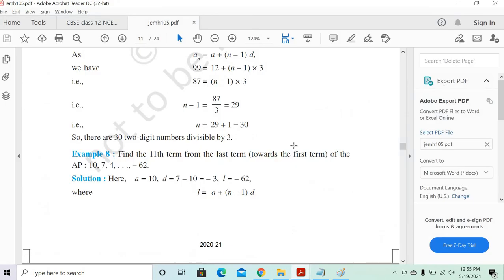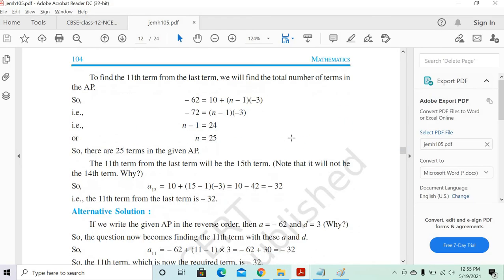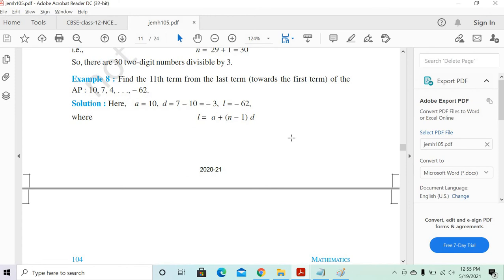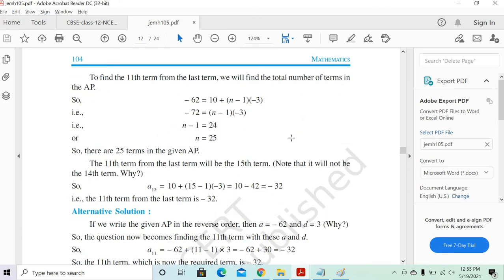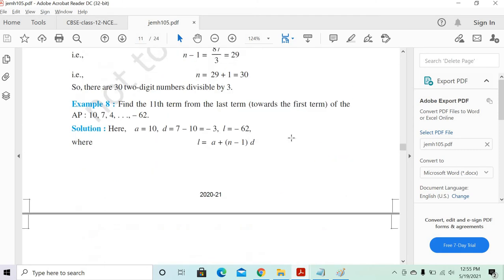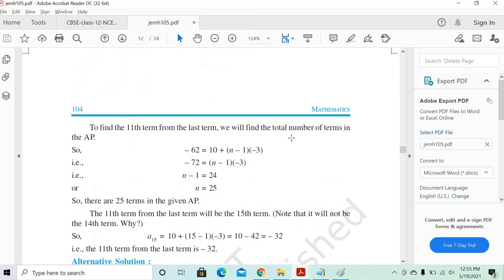I'm getting it as 25. n is equal to 25. Yeah, sir, 25 terms are there in the AP. Yeah, correct answer, Shreya. Find the 11th term from the last term of the AP, right? Yeah.